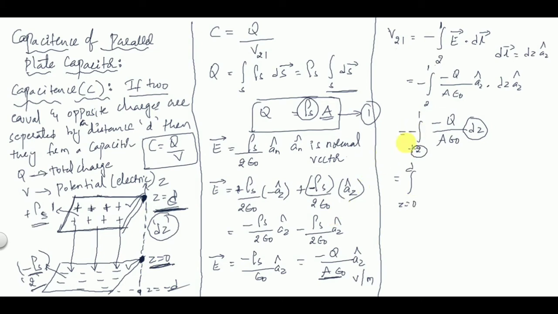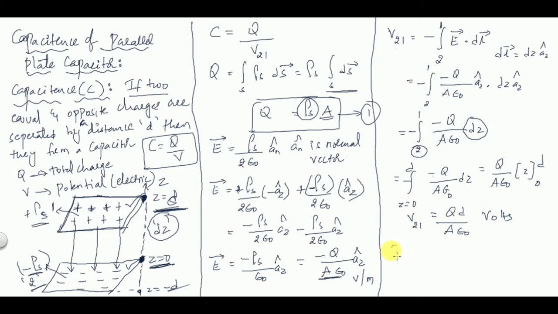There is a minus sign here, sorry. So minus Q by A epsilon naught into dz. So minus into minus will become plus. Okay, so Q by A epsilon naught, all are constant. The integral of dz is z, and the limits are from 0 to d. So it becomes Qd by A epsilon naught. So this is your V21 volts.